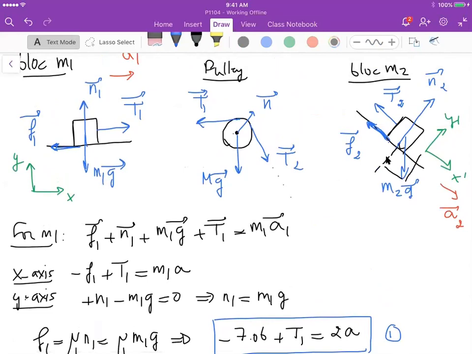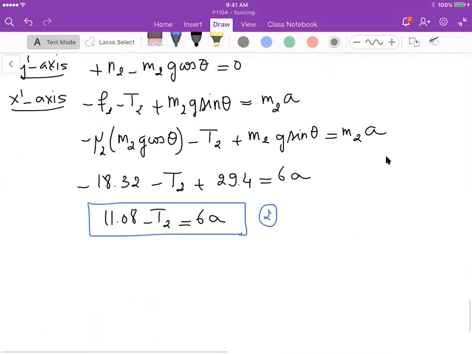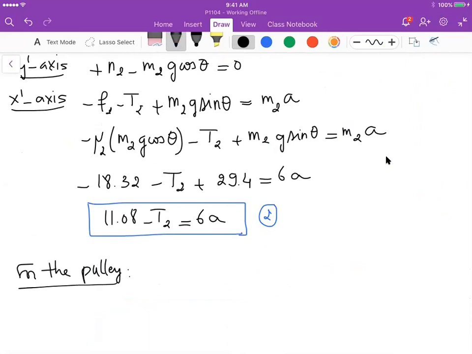But in this case, we will not apply Newton's second law in the standard form, which is the sum of F equals ma. We will apply Newton's second law for rotation, which is the sum of tau is equal to I times alpha. So let's do it in here. Now let's apply Newton's second law for the pulley. For the pulley, we will have the following: tau net, or sum of tau, equals I alpha.